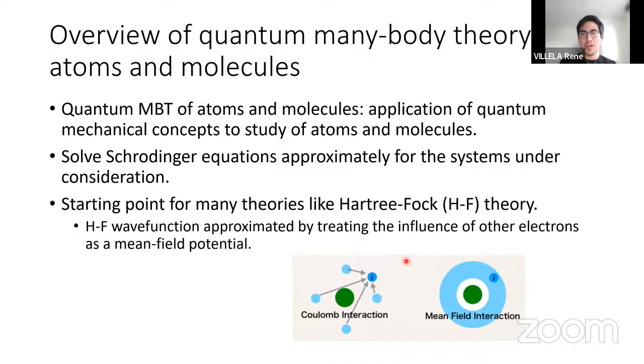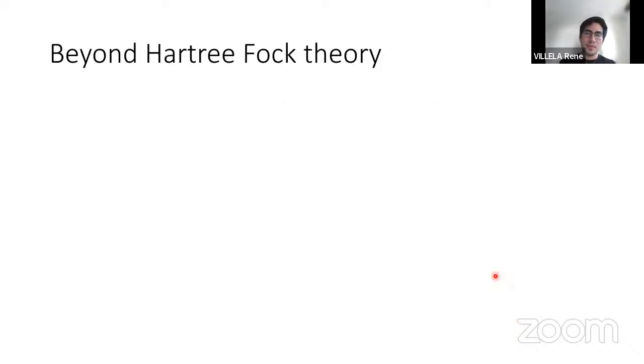And for atomic and molecular systems, the most common starting point for these calculations is the Hartree-Fock theory, where the Hartree-Fock wave function is approximated by treating the influence of other electrons. So instead of considering the single electron-electron interactions, we consider an electron to be immersed in a mean field potential, which is generated by the cloud of the other electrons. This is an approximation that works to some extent to have a general idea of what is happening.